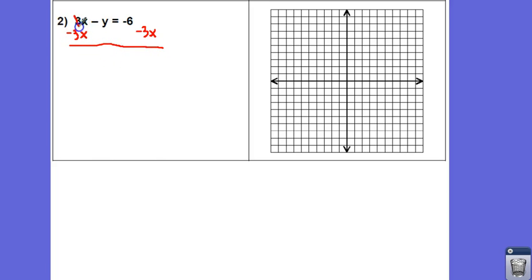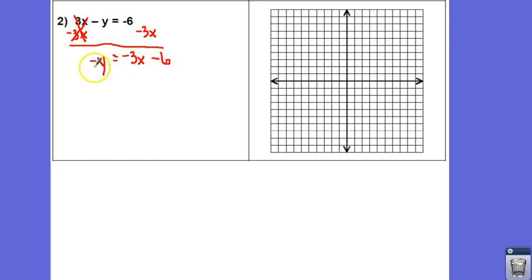Okay, so the 3x cancels out. We still have this negative y that we're going to drop, and we have dropped the equal sign. Now we cannot combine these two because there's no x on the 6, so we're just going to write that. So that's going to be minus 3x minus 6.